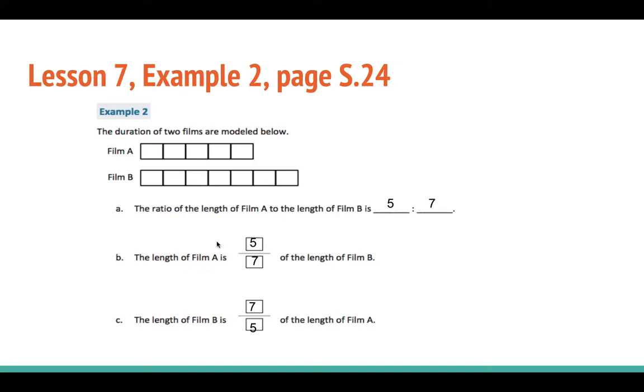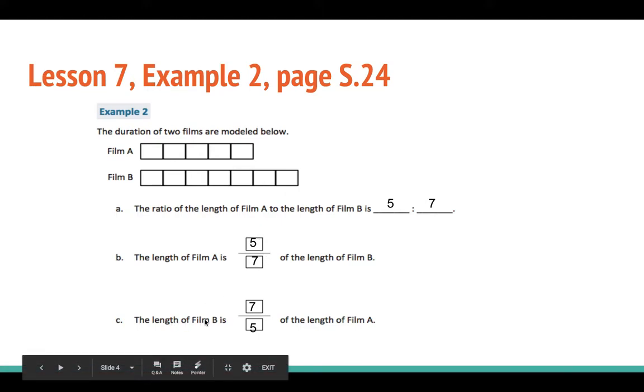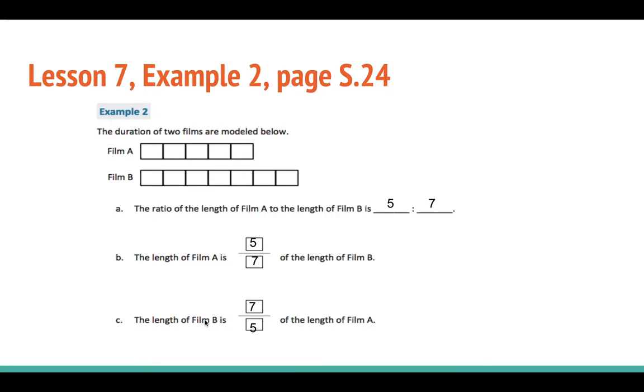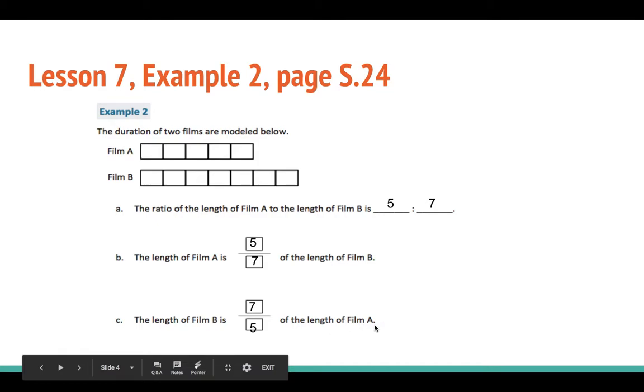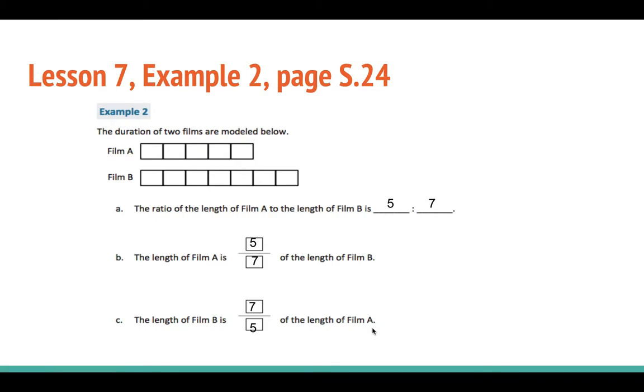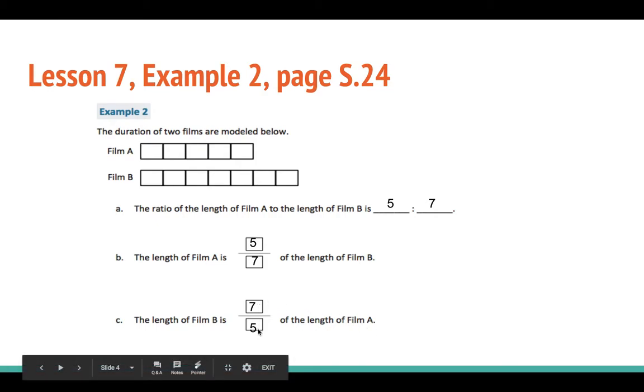The length of film A is 5/7 of the length of film B. Remember, film A had 1, 2, 3, 4, 5, and film B is your denominator down below, so that's 5/7. If we are switching this around, the length of film B is 7/5 of the length of film A. So first you're going to see film B's number, and then film A. So film B with 7 boxes, film A with 5 boxes is now 7/5 if we were given the reverse order.